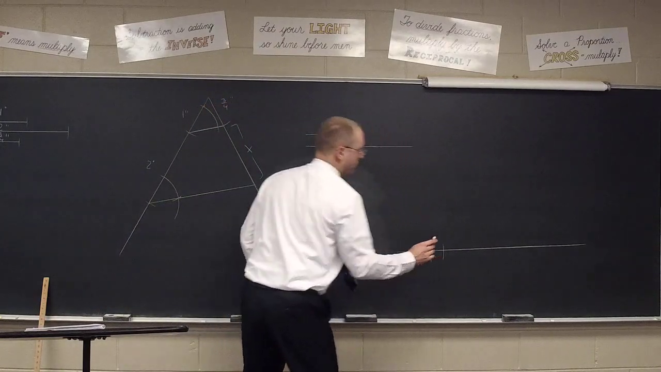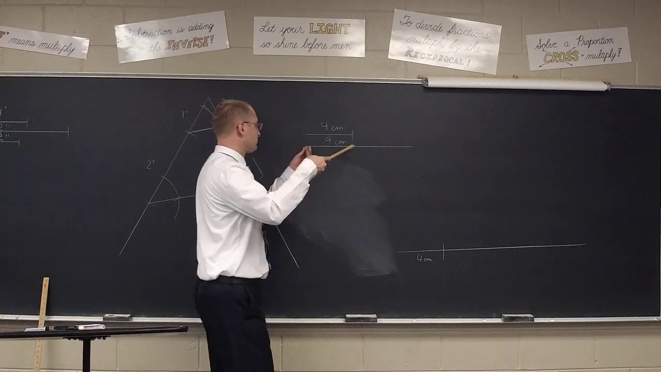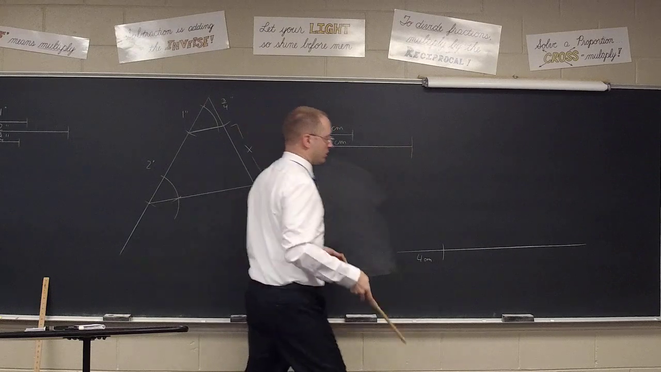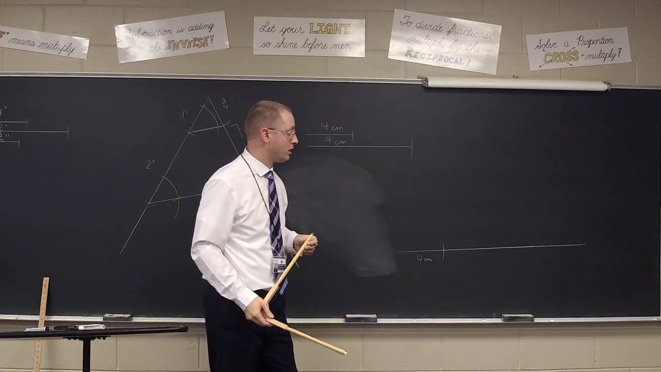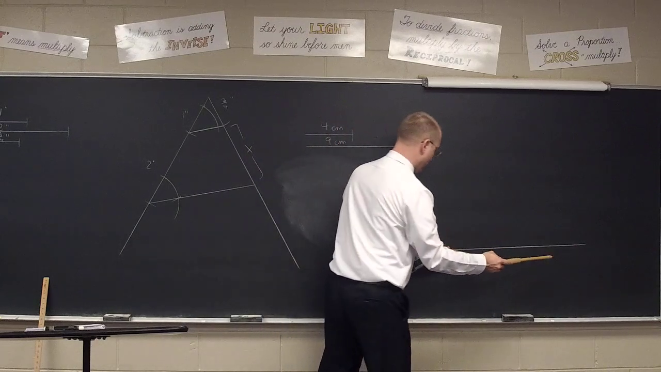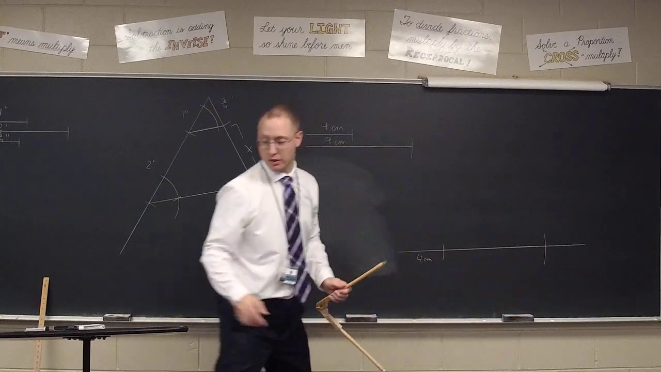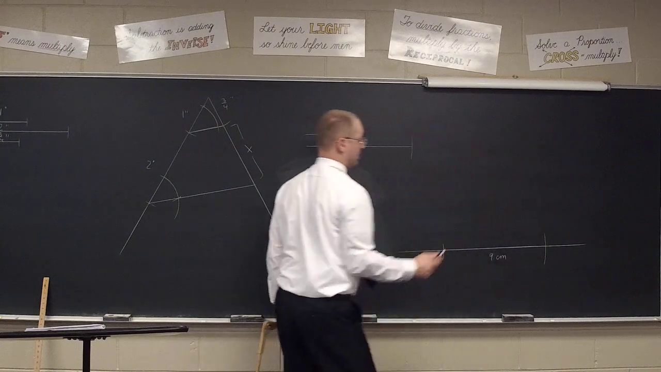All right. Then what, Josh? Measure your 9 centimeters. Measure the 9 centimeter segment, and what do I do with it? Mark it off on the big long line in succession. Good. Mark it off in succession, not starting here again, but going all the way here to the end of the 4 centimeter before marking off the 9 centimeter line, or the 9 centimeter segment.